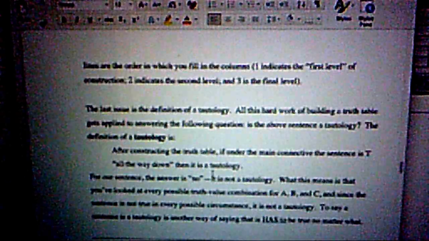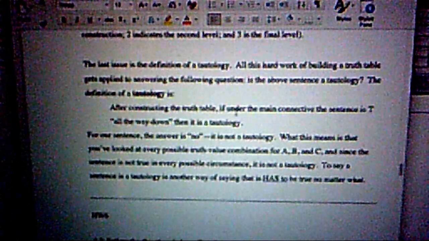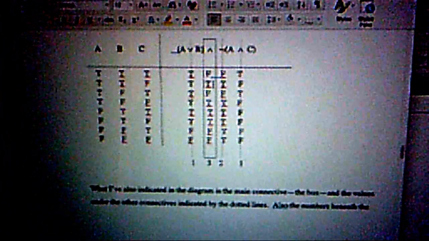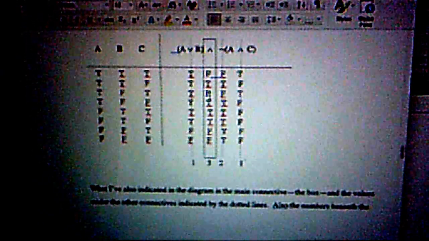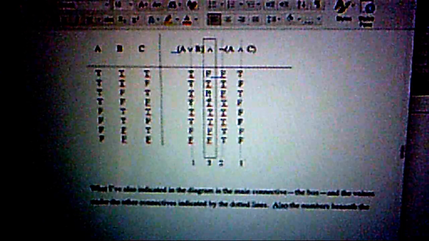Now, what you're going to be asked to do in the exercises is apply a definition. The definition is this thing called tautology. What does that mean? A tautology, here's the definition. You're going to need to know this for the midterm. If under the main connective the sentence is true all the way down, then it's a tautology. So let's look at this one right here. Under the main connective, is it true all the way down? No, there are a number of cases where it's false.